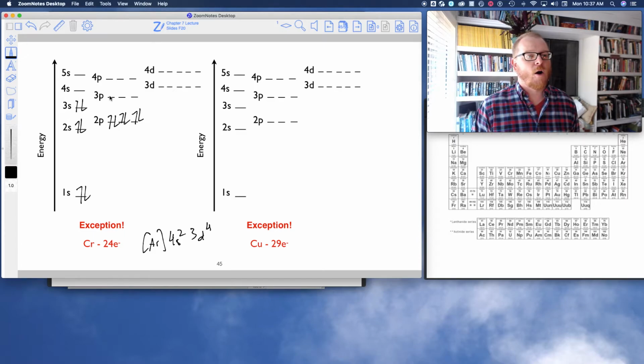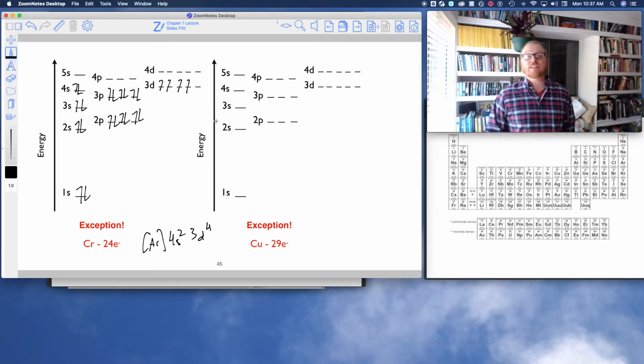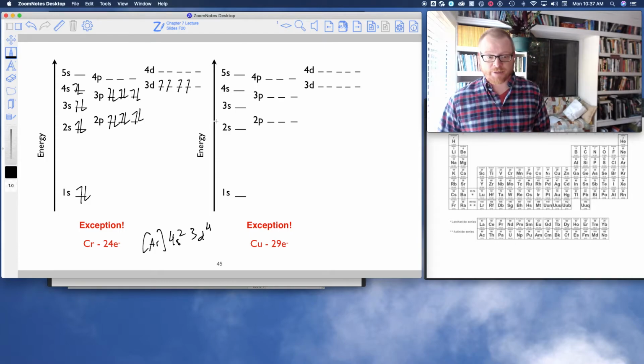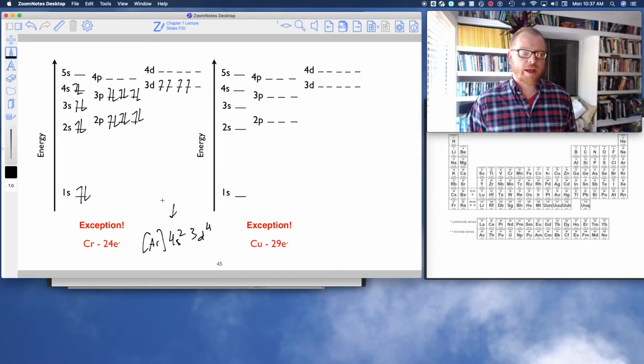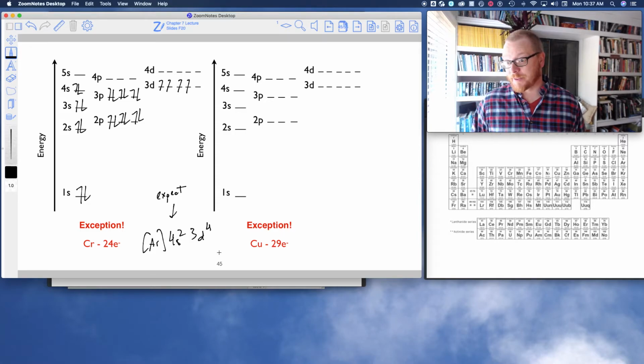Okay, so I'm just going to populate all of this. And I've got to go all the way up to the, oops, I put 3d4, yes. So 4s2, 1, 2, and then 3d4, 1, 2, 3, 4. So this is what you would expect to happen. Okay? But that's not actually what happens.